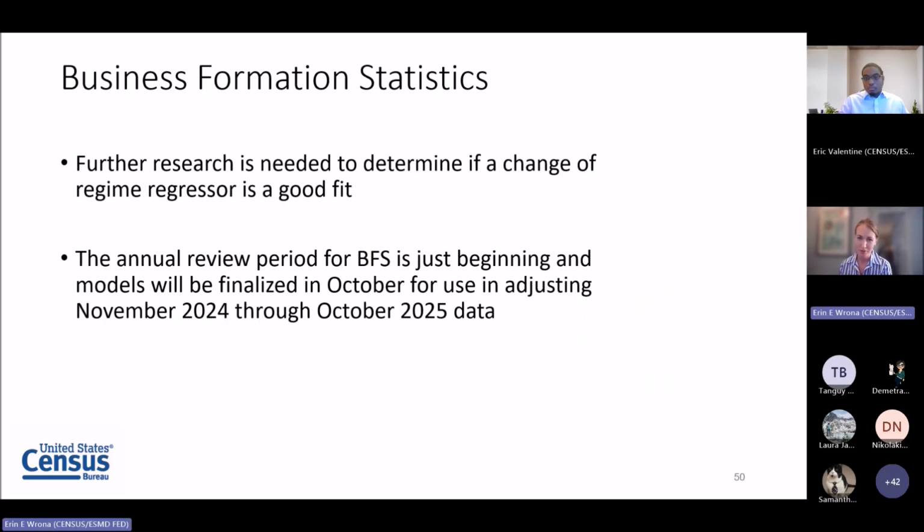Okay, so much like the other survey areas, I do think further research is needed to determine if a change of regime regressor is a good fit. I'd like to have more time to look at models that include our production outliers to compare.